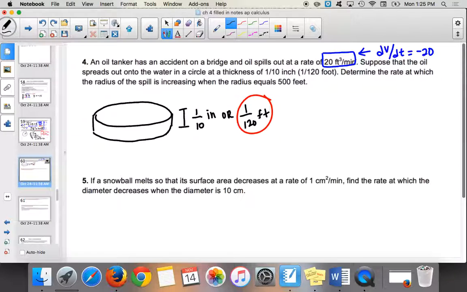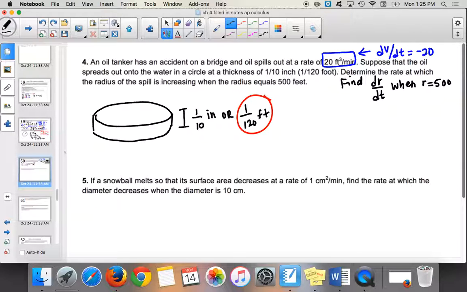So determine the rate at which the radius of the spill is increasing when the radius equals 500 feet. So we want to find dr over dt when r is equal to 500. So r isn't always equal to 500, right? R is changing. So we're going to find out when it's equal to 500.